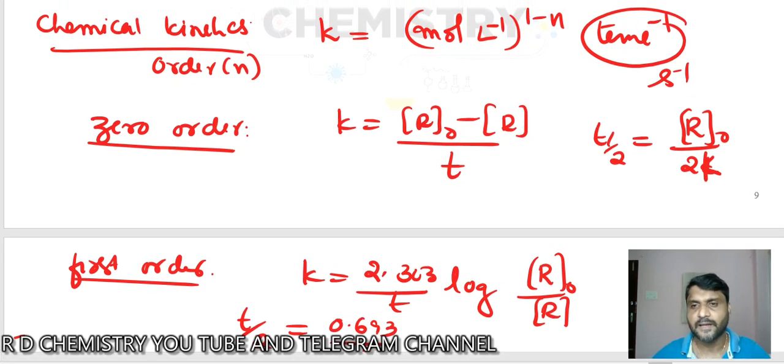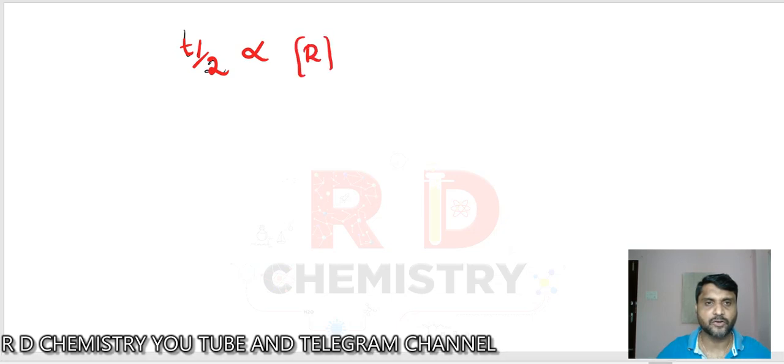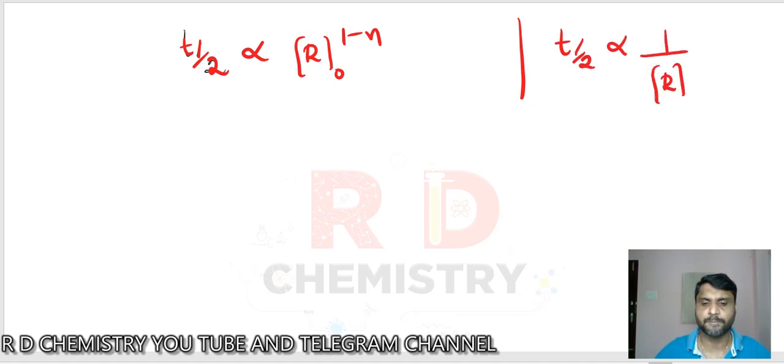Now see here, for zero order the half-life is directly proportional to R naught, it depends on the initial concentration. But in the first order reaction, the last equation I wrote does not contain R naught, so it is independent of initial concentration. In general, the half-life for any order reaction is directly proportional to R naught, the initial concentration, to the power 1 minus n. Or you can also say t half is inversely proportional to R naught to the power n minus 1. That is what the textbook gives, which is also proportional to R naught to the power 1 minus n, right?